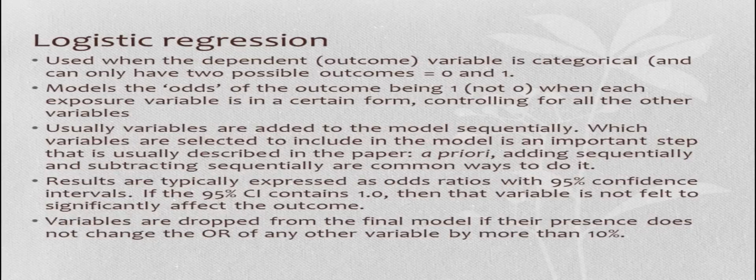And so which variables you select to include in the model is an important step that's usually described in the paper. And there's three common ways to do it. One is a priori, just saying we think these are the variables that are important, and so we're only including these.